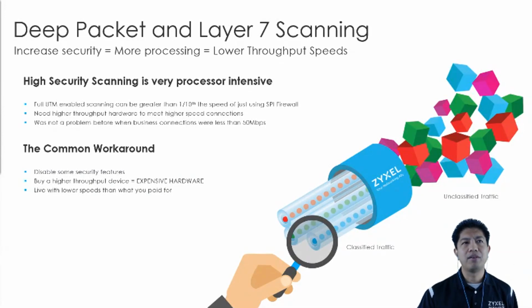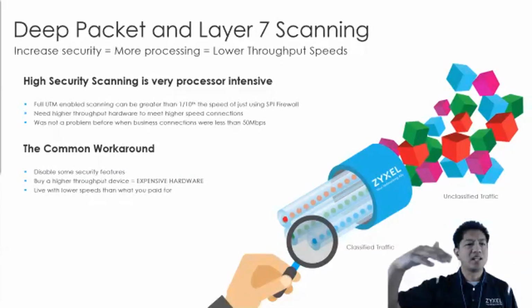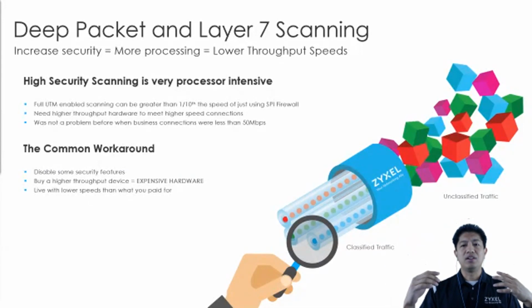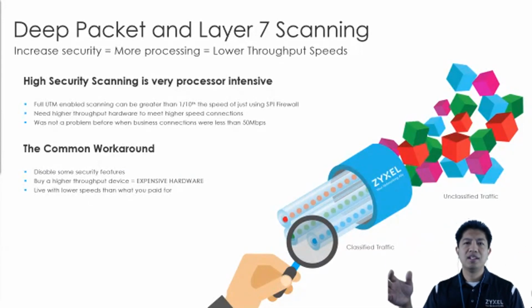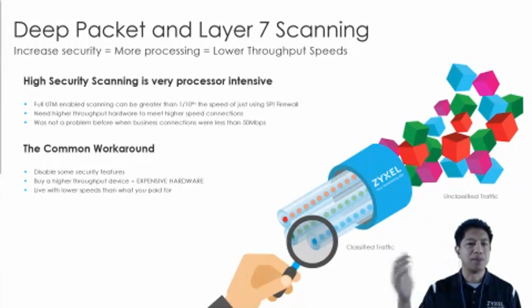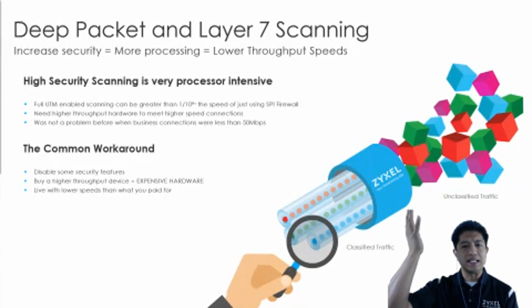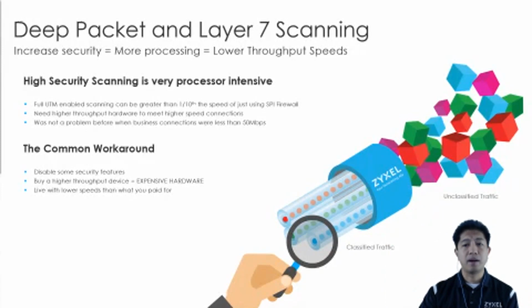The common workaround I think most vendors have is, well, if you want faster speeds, why don't you just disable some of your security features, right? I don't get that. It's like you buy a whole security system for your house and then decide to just leave your alarm system turned off because it makes it easier to get in and out of the house without having to type the code in. It doesn't make sense. So why would you do that? And of course, you could spend more money to get those expensive hardware devices to get the better connection. Or you could just accept the fact that your internet connection is going to be lower speeds than what you're paying for. And of course, we don't think that's a good solution.